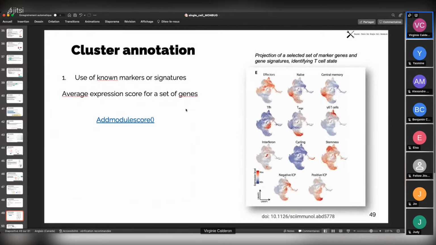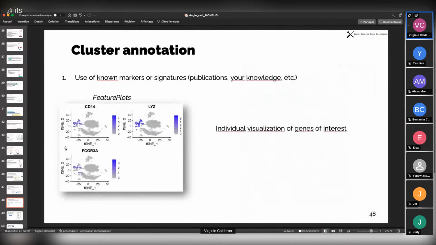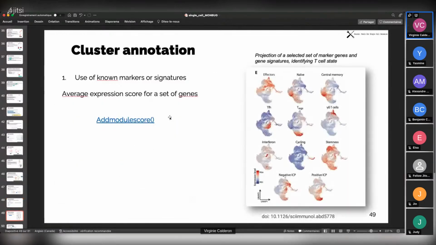Or you can try to combine these 3 genes, these 3 markers, to compute a score. It's based on the average expression score for a set of genes with the function called AddModuleScore from the R package Seurat. For example, you can have a signature for effectors, a signature for naive. The naive are here in red, for example. You have here markers for Tregs, so you see that it's more expressed here at the bottom, etc. So you can use your own signature, using a list of genes, and compute a score here. That's also something you can do.